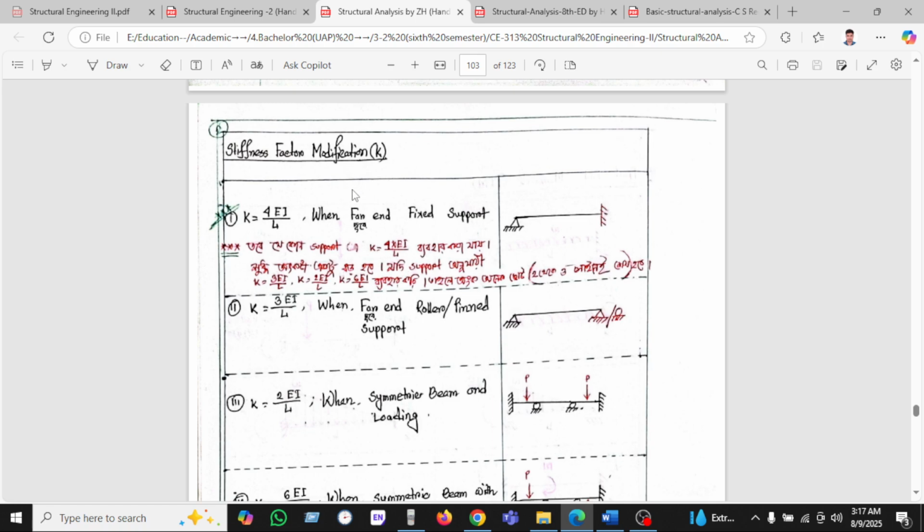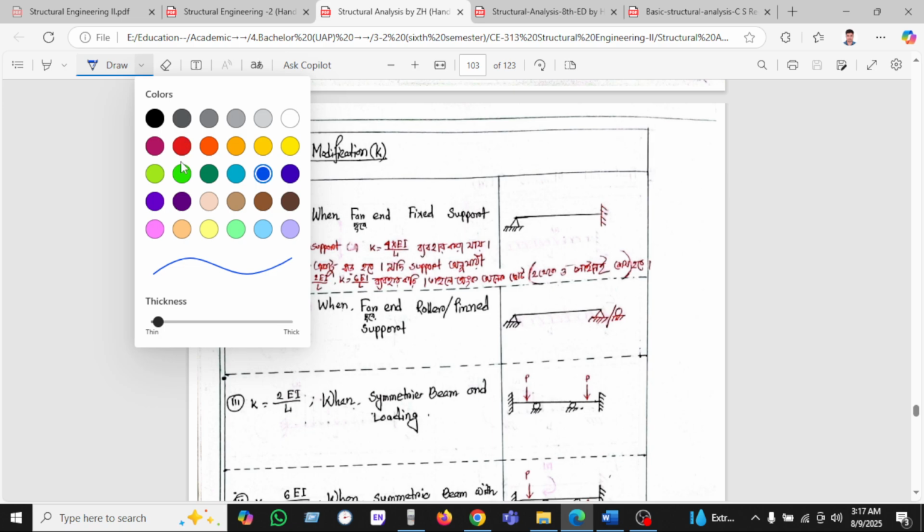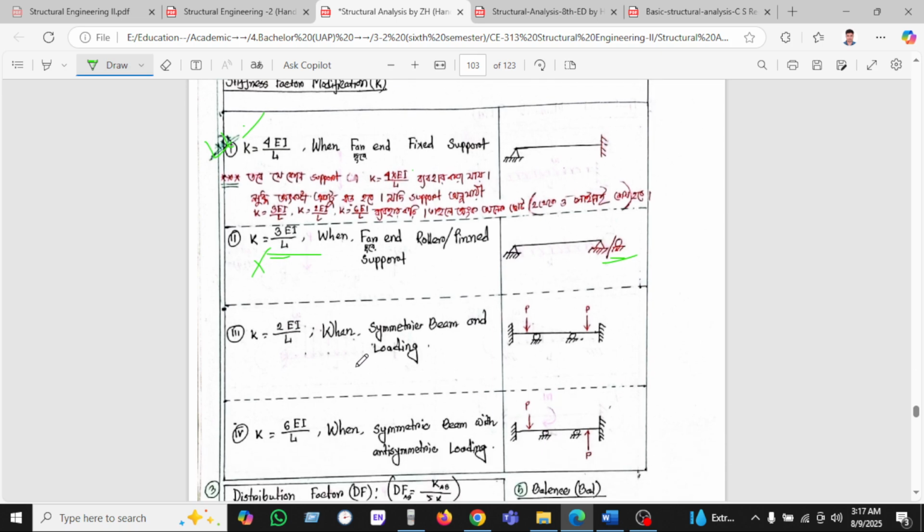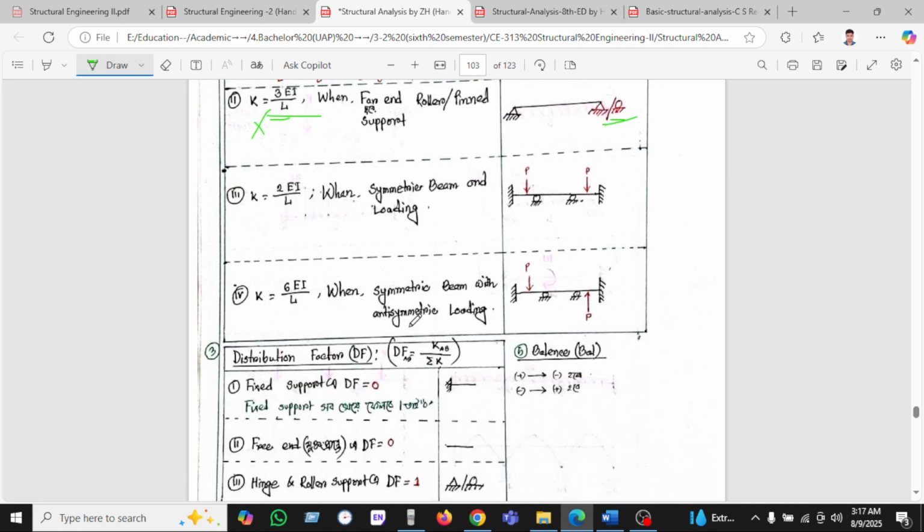Stiffness factor modification K. If we see when the far end is fixed, then we use 4EI. In all cases we use 4EI. When the far end is roller or pin, then we can use 3EI, but we do not recommend this. We can use 4EI for getting the value. When the beam is symmetric and the load is symmetric, then it will be 2EI. When the beam is symmetric with asymmetric loading, then it will be 6EI.